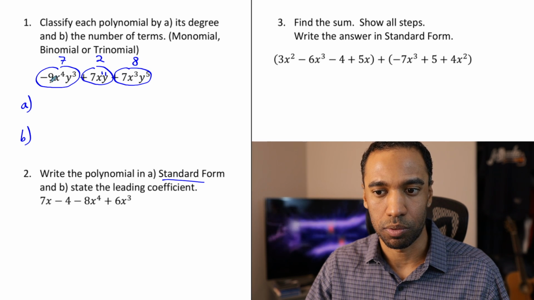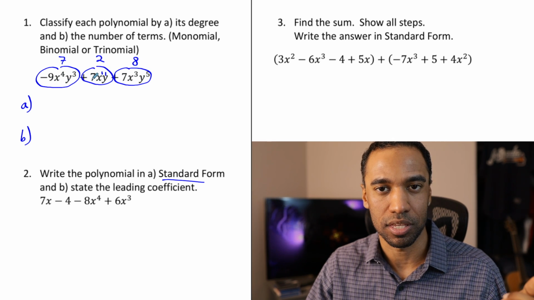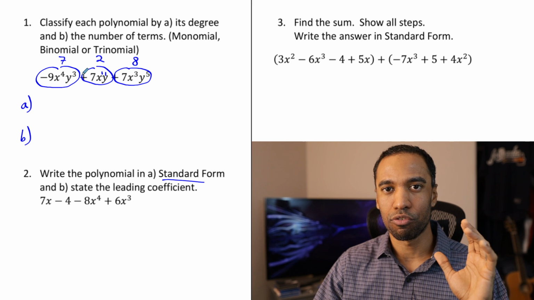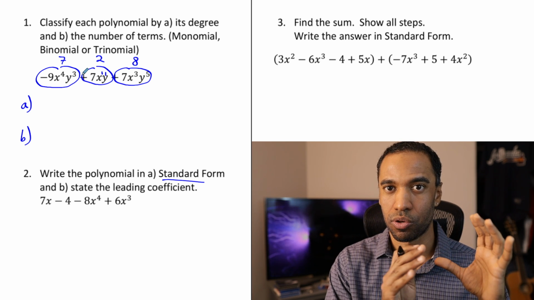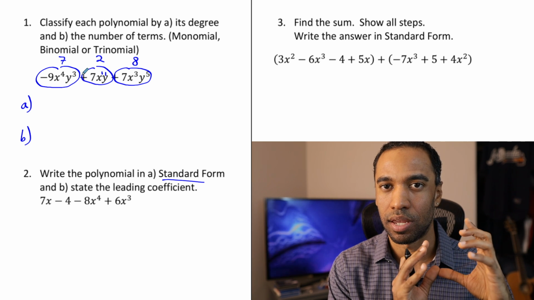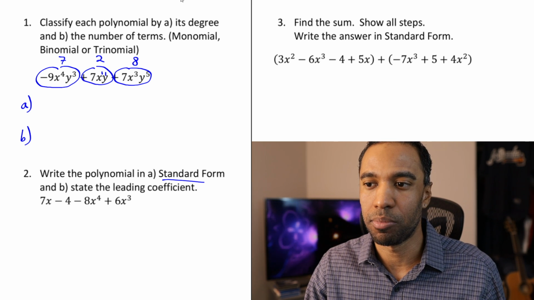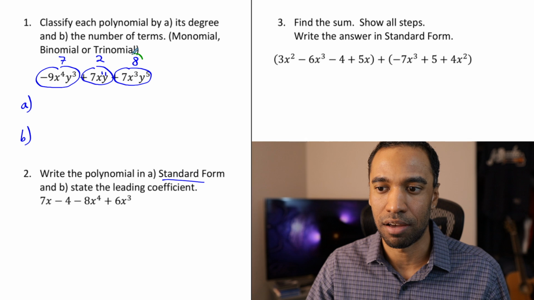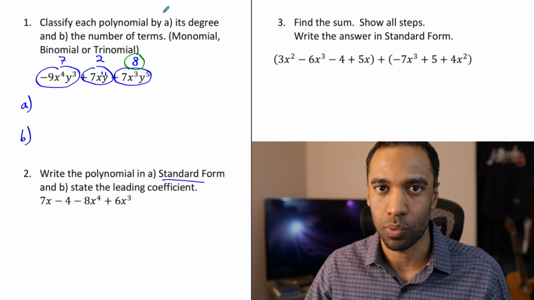The next highest would be written, which is that, and then the next highest would be this one. When it's written in standard form, the term with the highest degree is also known as your leading term, and in that leading term, that is where we state the degree of the polynomial. The degree of the polynomial is based on the highest degree term you have. This polynomial is of degree 8.